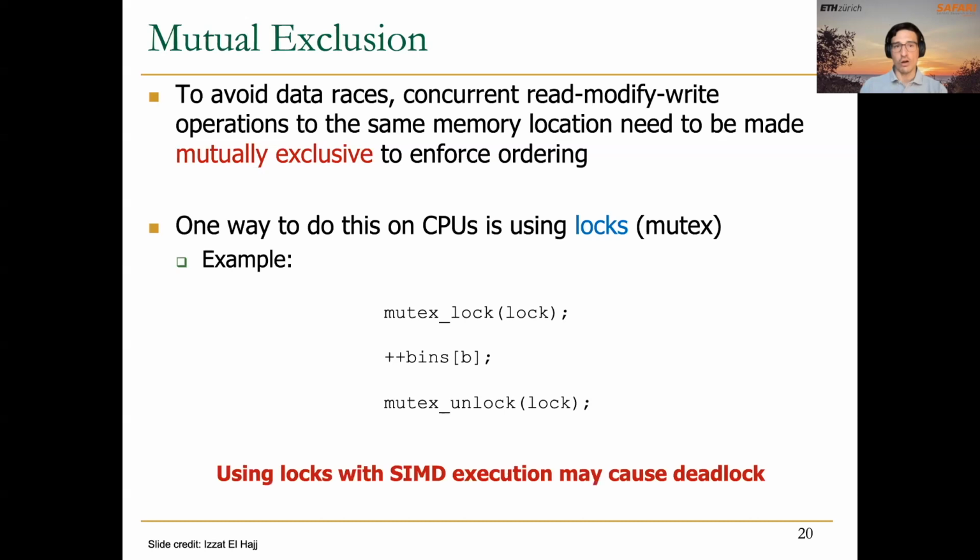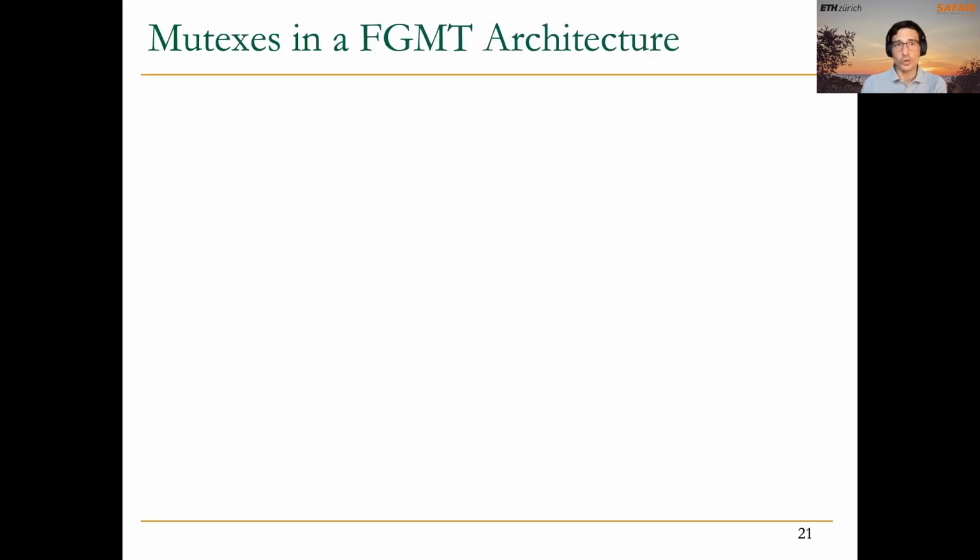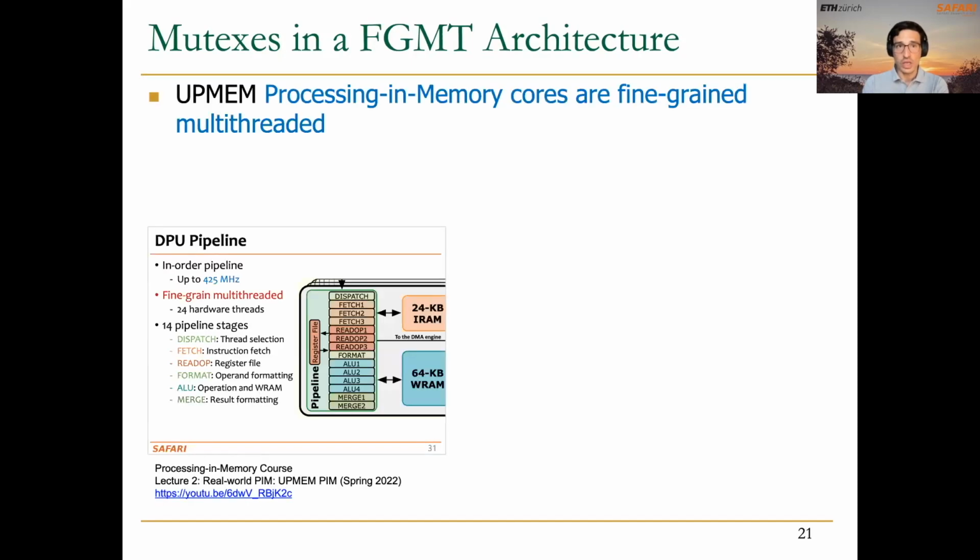However, using locks is not a very good idea in SIMD processors because it may cause deadlock. The reason is that the different threads executing in a SIMD fashion are accessing at the same time. So they could be accessing the locks at the same time, and we should come up with some way of dealing with this and avoiding the deadlocks. We are going to see later today some of these ways of avoiding deadlocks. But for now, if you want to see how a fine-grained multithreaded architecture uses mutexes, I can recommend you take a look at the UPMEM PIM architecture.